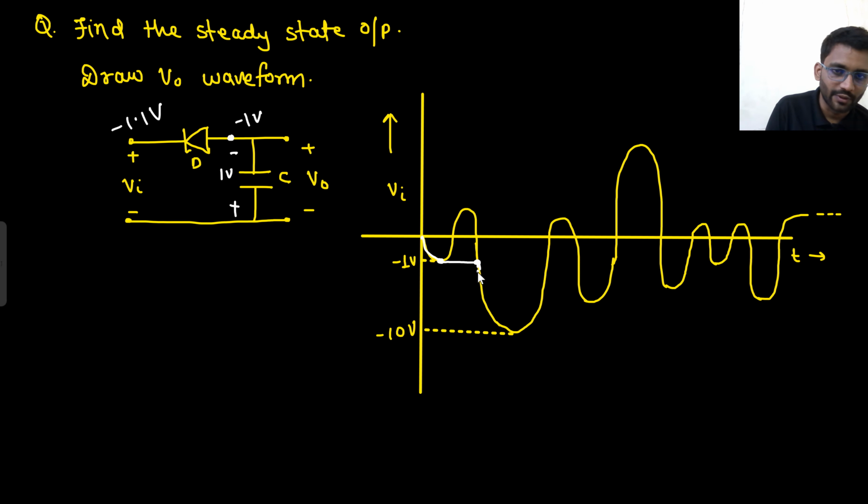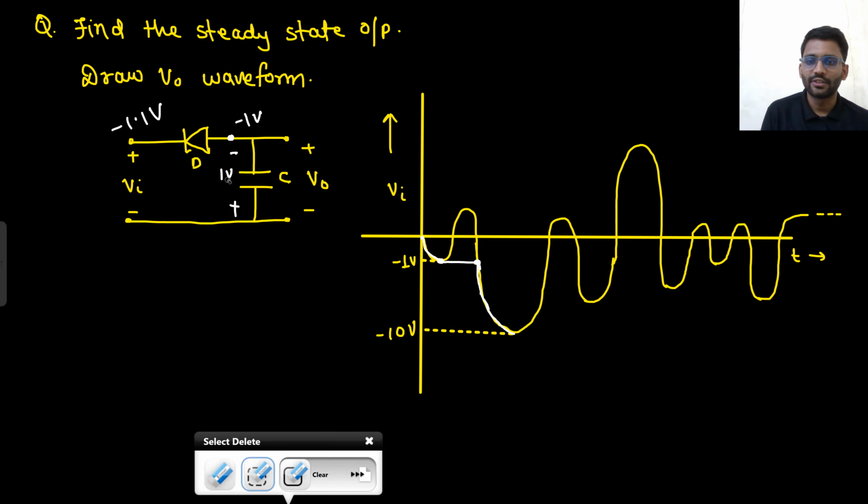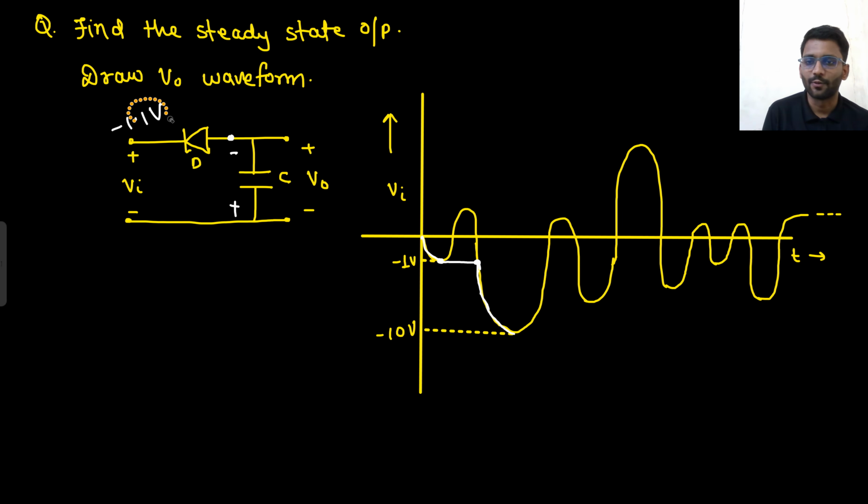So again it starts following the input, it is following the input only, right? It follows till minus 10 volt. So this potential is minus 10 volt.